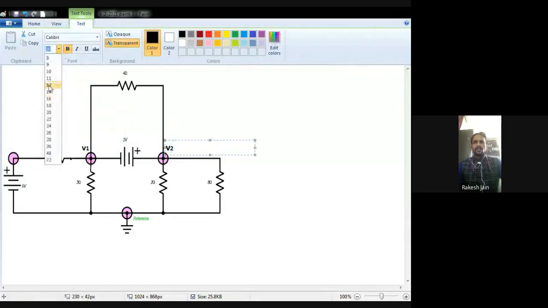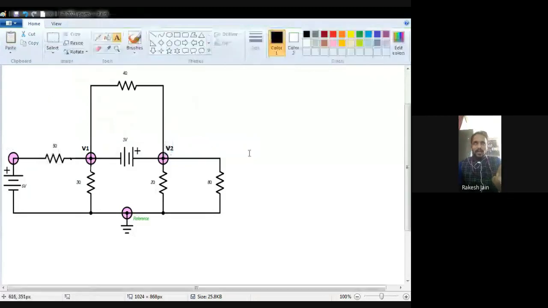First of all, just see the question and check whether any voltage source is present between two principal nodes. See, in between this node V1 and this node V2, there is a voltage source of 3 volt. Whenever a battery or a voltage source is present in between two principal nodes, then the question is related with the supernode.